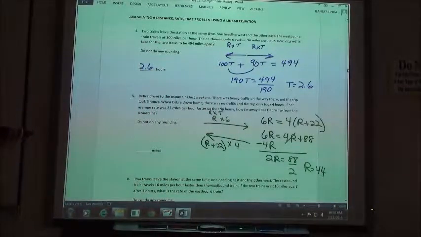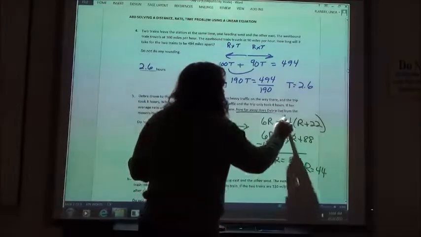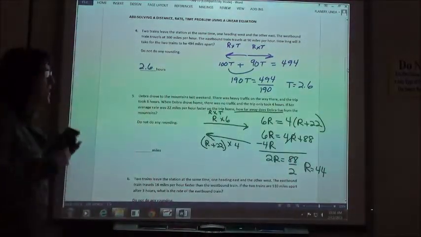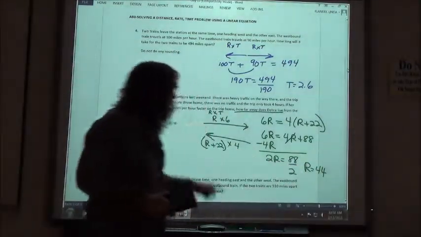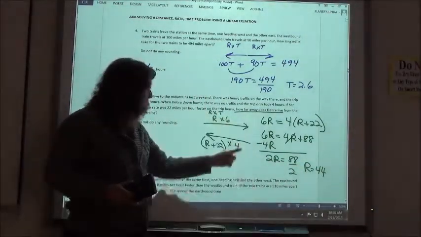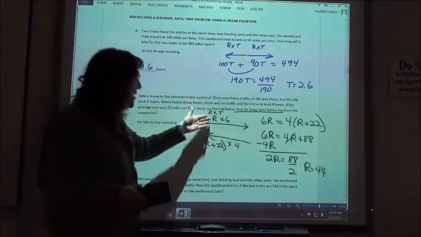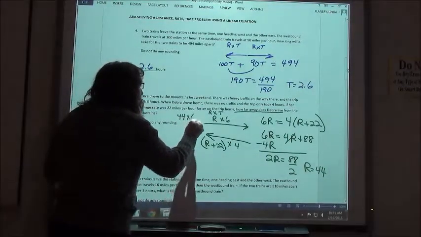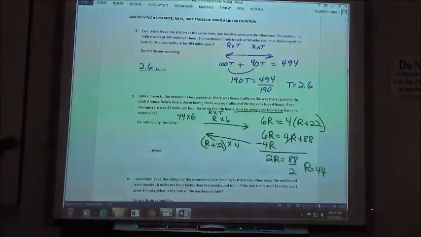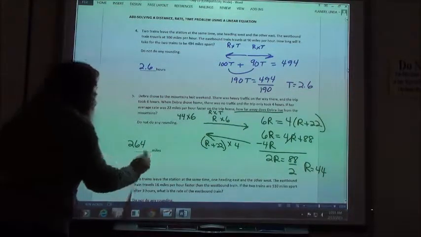Now, we don't want to know the rate. The question doesn't say how fast was she driving. The question says, how far away does she live? So we need to find the distance. We can substitute that 44 going to the mountains or coming home from the mountains. We should get the same distance. To me, the top one looks easier to do. 44 miles an hour times 6 hours. 44 times 6 gives me a distance of 264 miles.